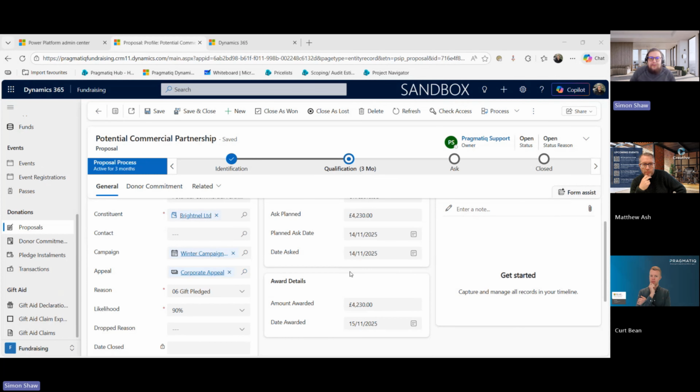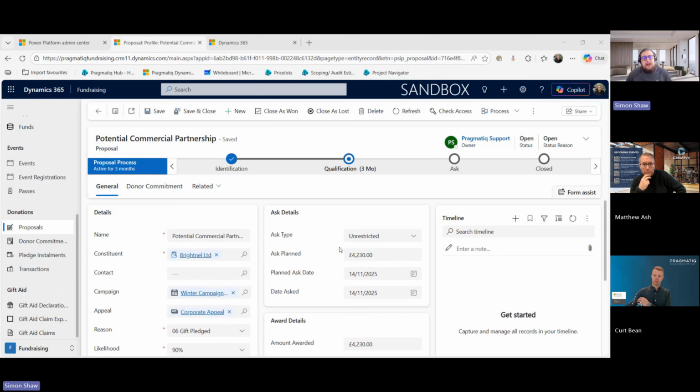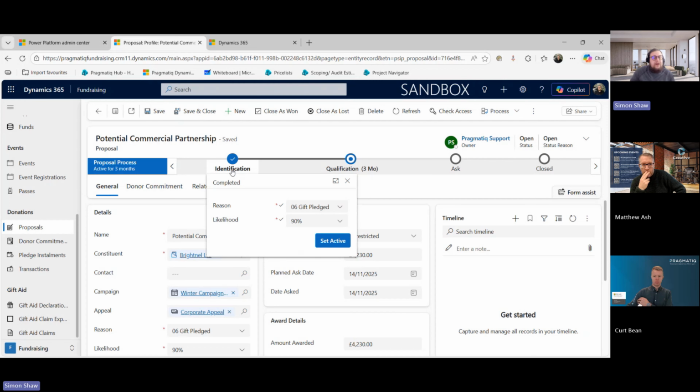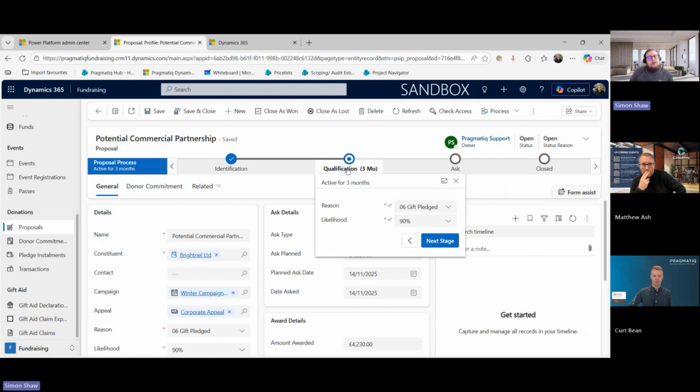So in here, we can see the type of ask that we're making, and how much the ask is for. In this case, it's £4,230 that we're going to ask. And then we've got a process bar at the top to effectively guide our users on what needs to happen. So this one is somewhat generic that we set up as part of the Fundraising Accelerator. But for you as a charitable organization, we could customize that to fit your particular processes.